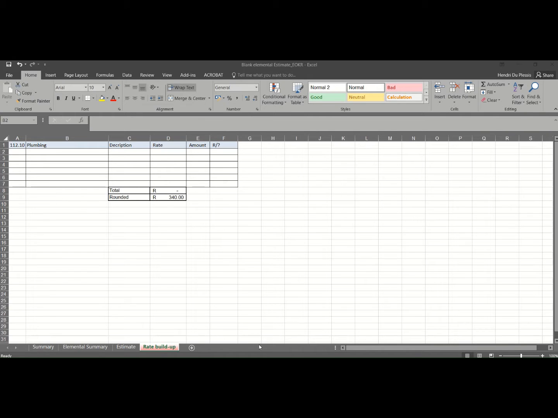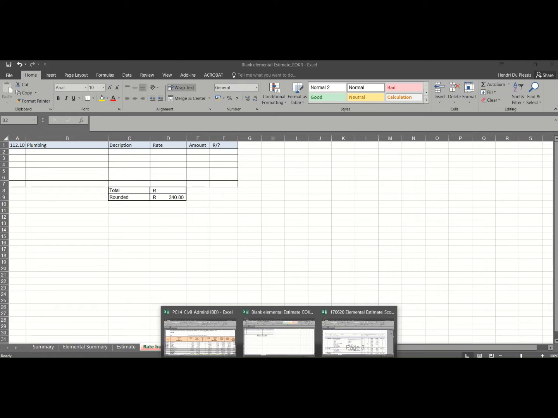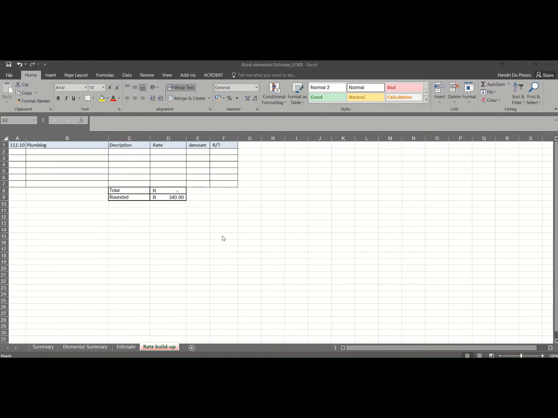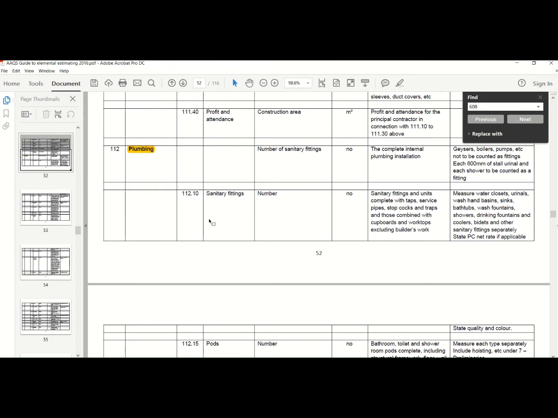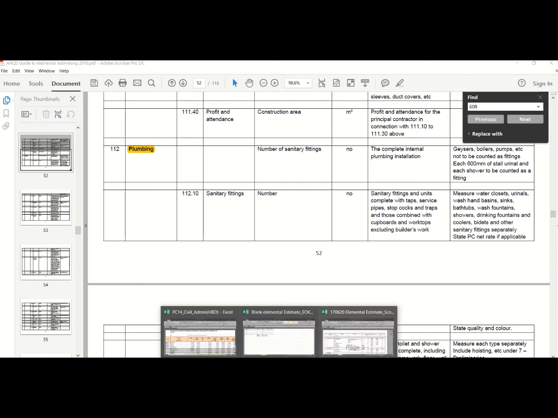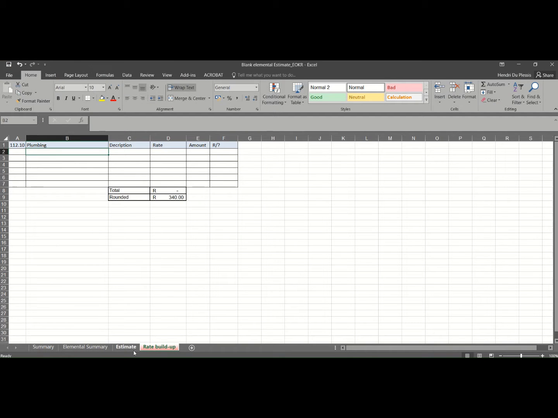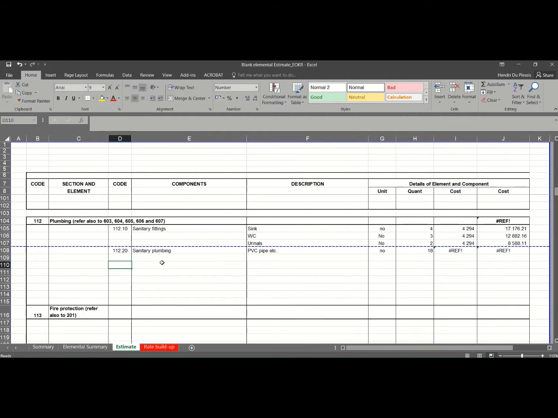So what we're going to look at today is basically just the principles surrounding how to measure your plumbing work. As always, you always start with your guide to elemental estimation to get the template of what you need to use whenever you do your measurement. So the first thing that you need to do is to go to your elemental estimation and go to your estimate, and I've opened it up here at plumbing.